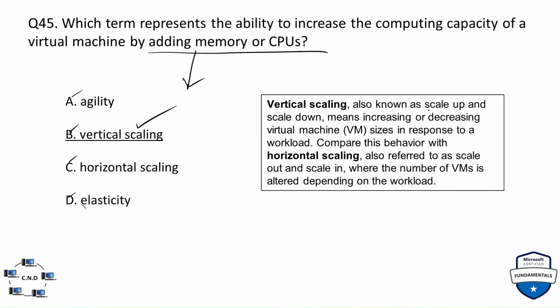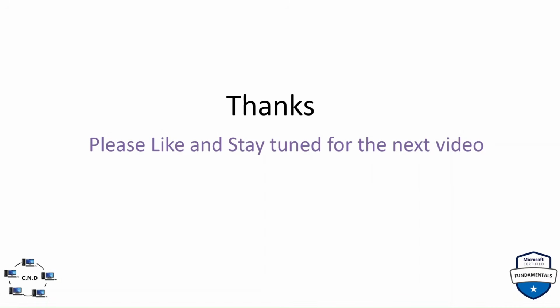Vertical scaling, also known as scale up and scale down, means increasing or decreasing virtual machine sizes in response to a workload. Compare this behavior with horizontal scaling, also referred to as scale out and scale in, where the number of VMs is altered depending upon the workload.